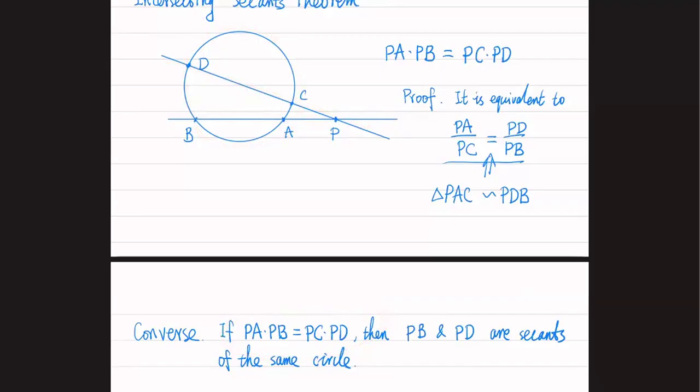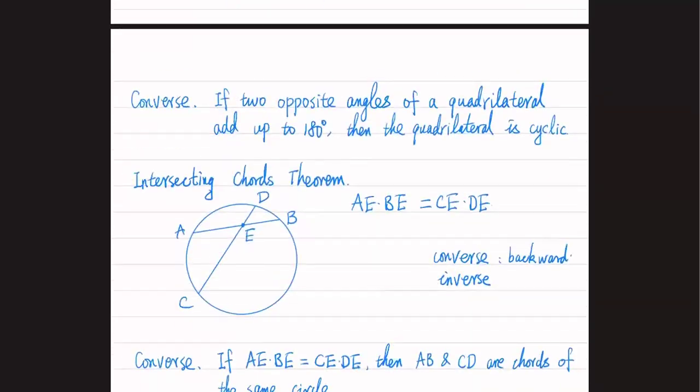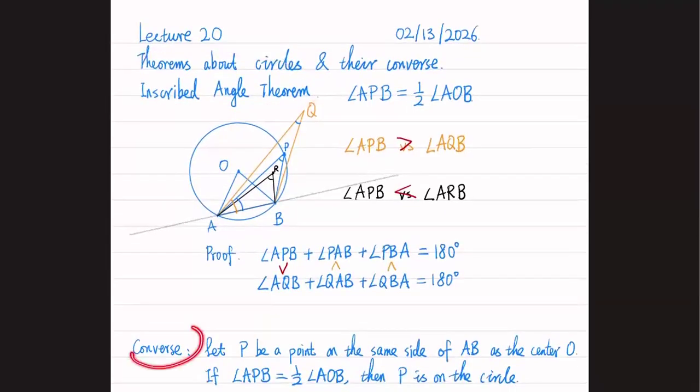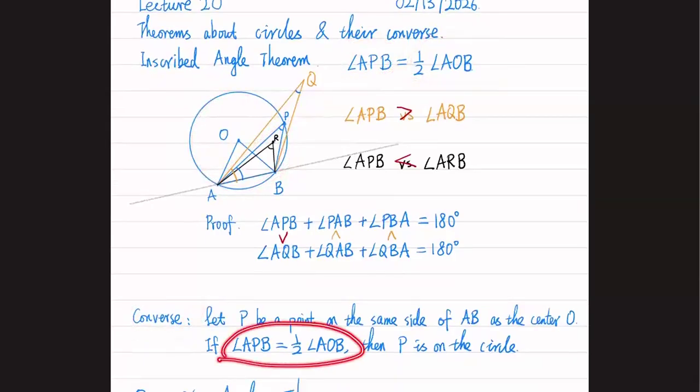So now let's see, we have constructed the converse for most of our theorems. I'm going back. The inscribed angle theorem, its converse. The theorem says that if P is a point on the circle, then the inscribed angle is half of the central angle. The converse: if we have the half of the central angle, then this point must be on the circle.